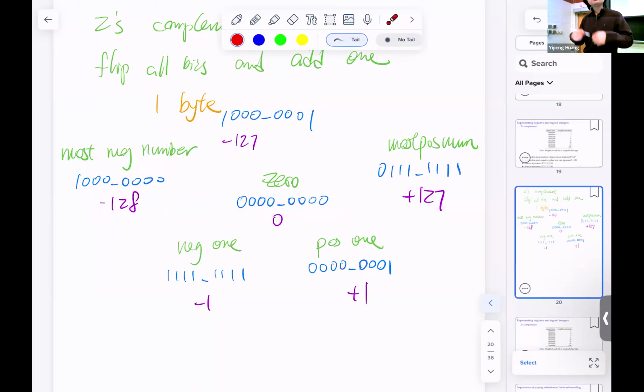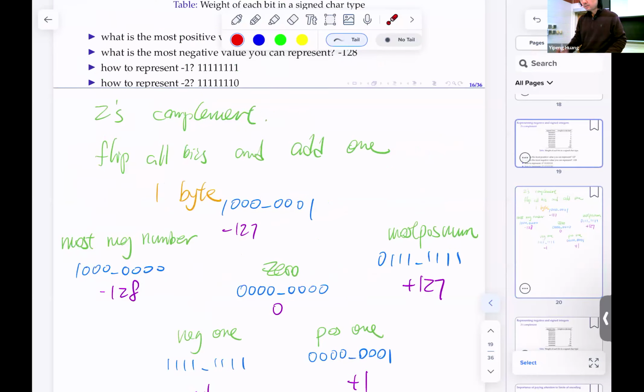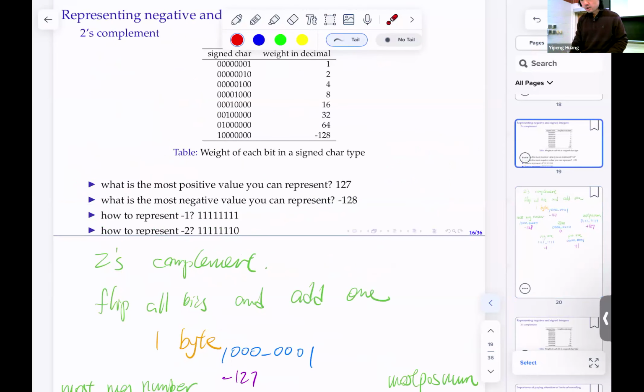So this is one approach to derive 2's complement. We'll come back on Tuesday again and study this some more. There's another trick to it, which is just to look at that and think of that as -128. All right, we'll leave it at that.